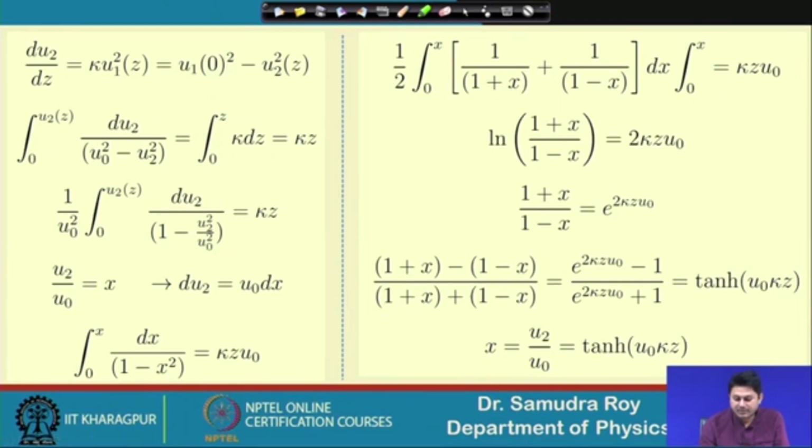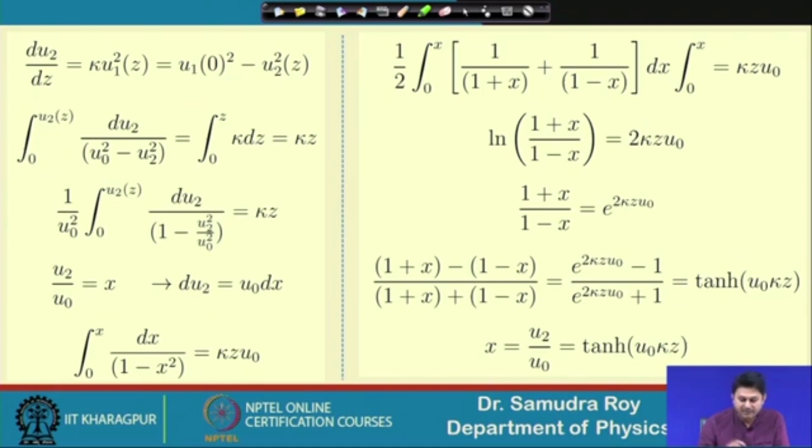On the right hand side we have kappa z u 0 as usual; this integration sign will not be there anyway. So here we will have one equation, because when I integrate this part, we will have log; these 2 I can put here, so that I have 2 kappa z u 0. The integration of this part is log of this quantity, and the integration of this part is again log, and it is going from 0 to x.